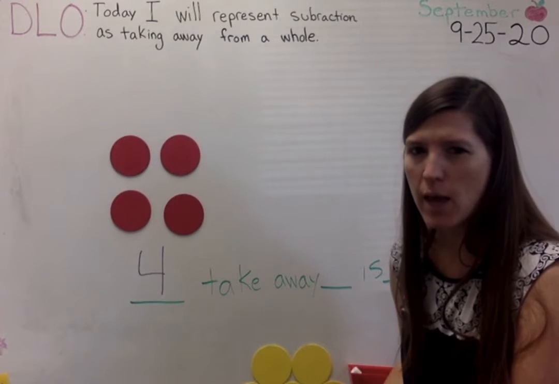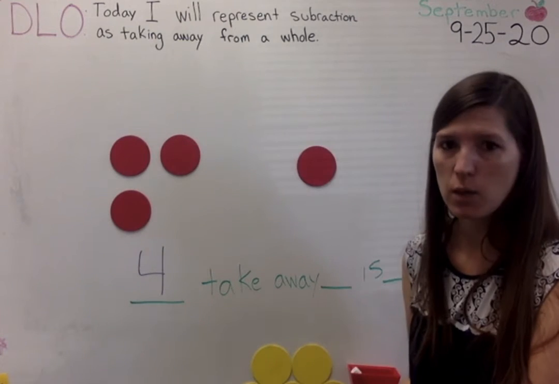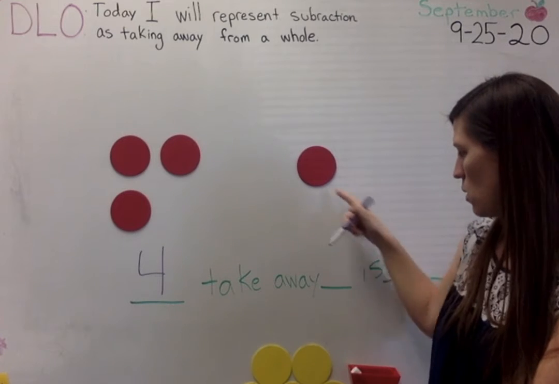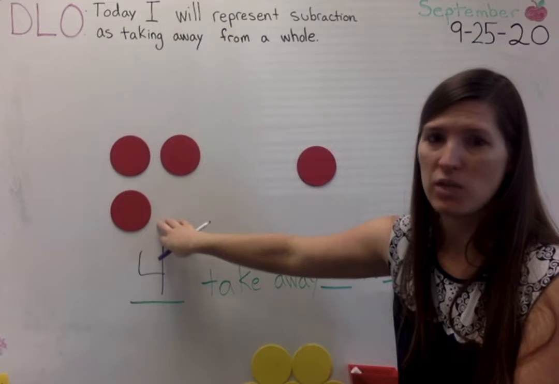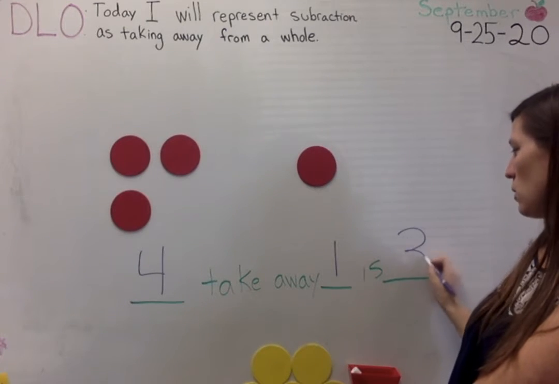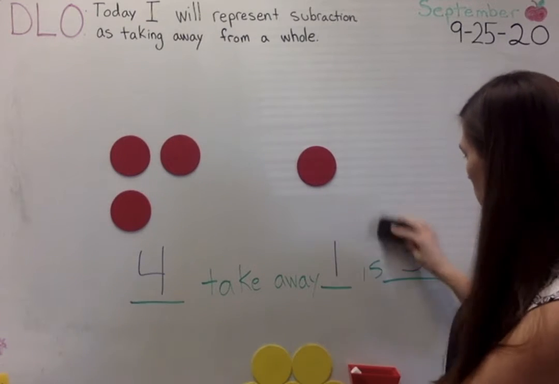I'm going to take away 1. How many did I take away? 1. 4, take away 1 is, how many are left? What's my difference? 1, 2, 3. Around the tree, that's the way you make a 3. Let's do another one.